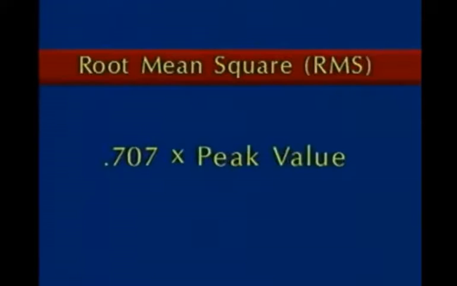The term root mean square refers to the mathematical method that's used to calculate the average of the different voltage values in a cycle. For simplicity, the RMS value is usually given as 0.707 times the peak value. That's accurate enough for most situations.